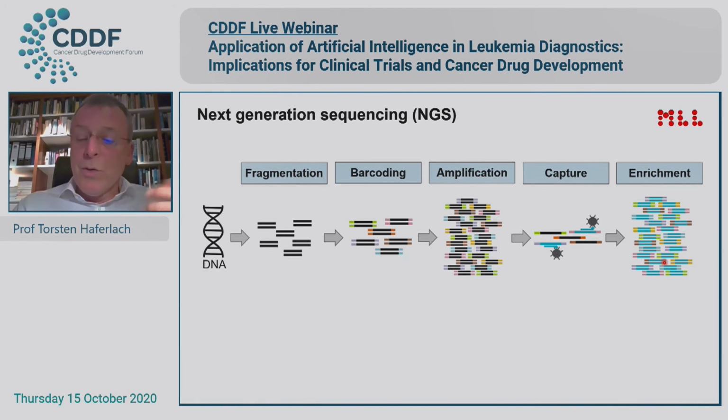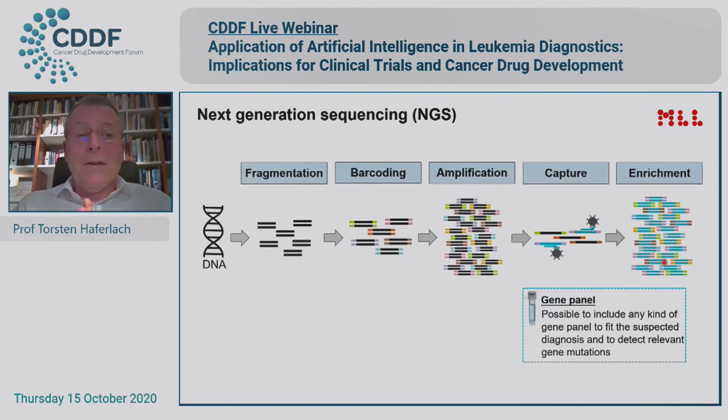And finally, you go for sequencing. The turnaround time for this procedure is quite short these days, when a lot of things have been established. And the beauty of this approach is that you can combine genes of interest. You can combine panels for solid tumors, panels for myeloid leukemias, or panels for lymphatic leukemias. And the number of panels is increasing, and the number of genes per panel is also increasing. It ranges between 20 and up to 500 or even more.